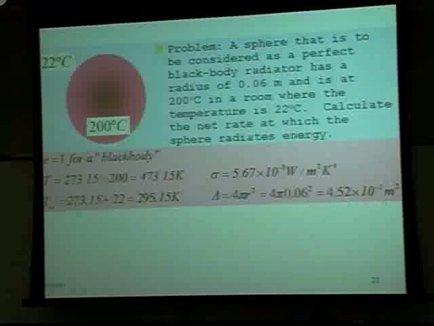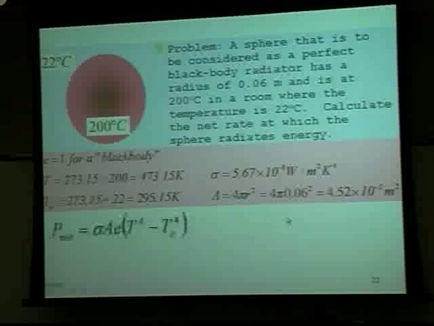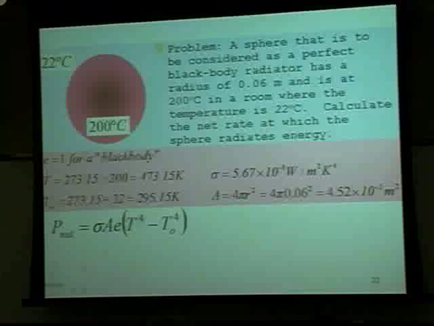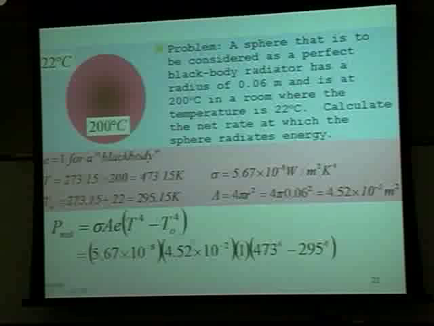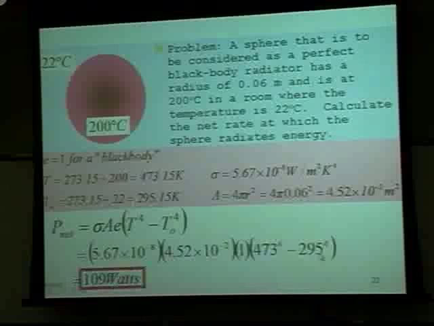So once I'm careful about getting all these values, my net energy radiated per time is the energy that's going out minus the energy that's coming in. 5.67 times 10 to the minus 8 times surface area, 4.52 times 10 to the minus 2, emissivity of 1, 473 to the 4th power minus 295 to the 4th power, 109 watts. Joules per second.